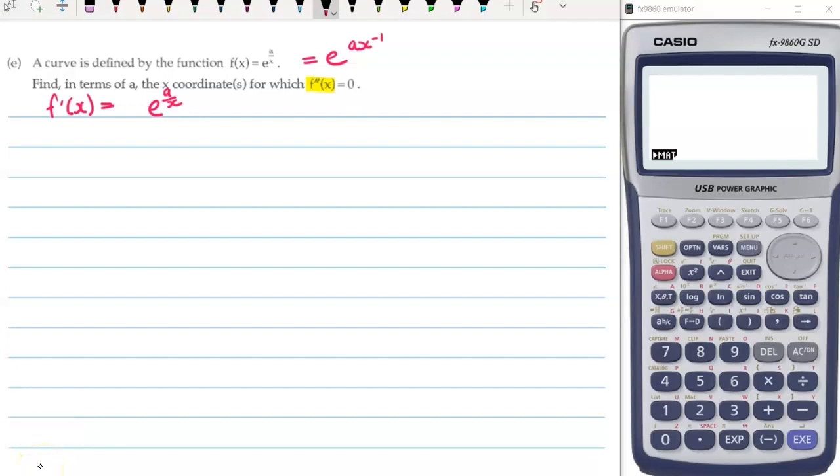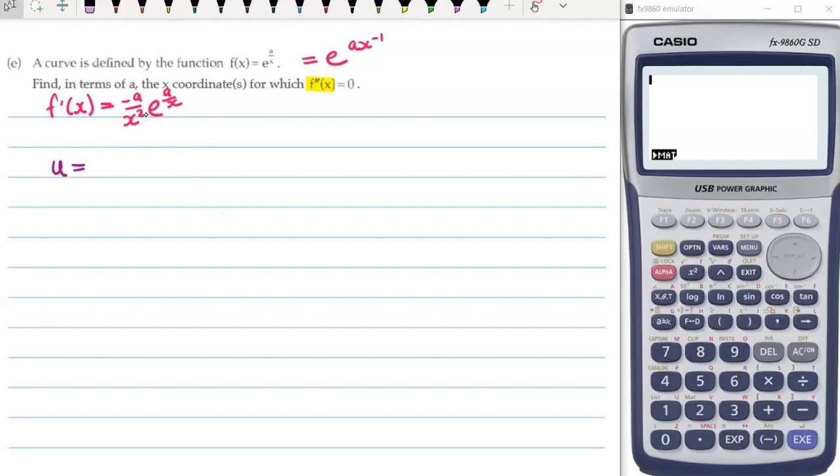And if we differentiate ax to the minus 1, we get minus ax to the minus 2, which is the same as if we write minus a over x squared. Now we need to differentiate that again. Now we have product rule. We could also think about this as quotient rule, and the answer in the back of the book does give quotient rule, but since it's already written like this, I'm inclined to go with product rule instead.